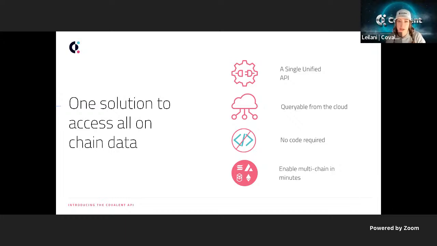So once we go to the resources, you can see the different blockchains that we host, and you can see how to do that as well. Our documentation has kind of instructions on how to get started. But it's queryable from the cloud. It's a no-code API, so analysts can use it, which is a big kind of emerging group. And then you can enable multi-chain in minutes, basically. So that's the main advantage, especially for hackathons.